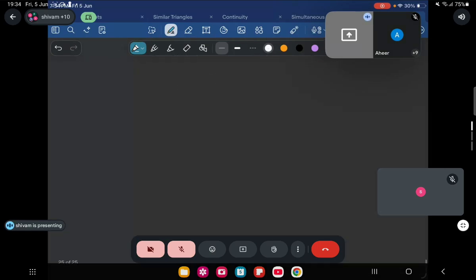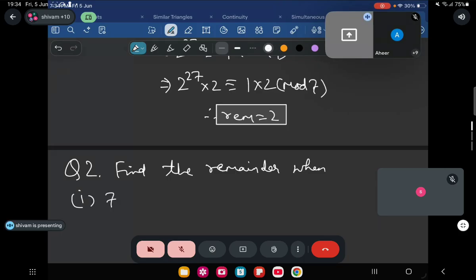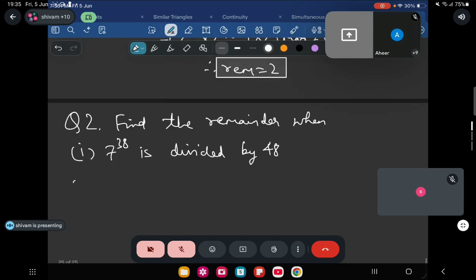Okay, let's start. Question number 2. Find the remainder when 7 to the power 38 is divided by 48. Part 2: 7 to the power 25 is divided by 4. Part 3: 3 to the power 45 is divided by 8.